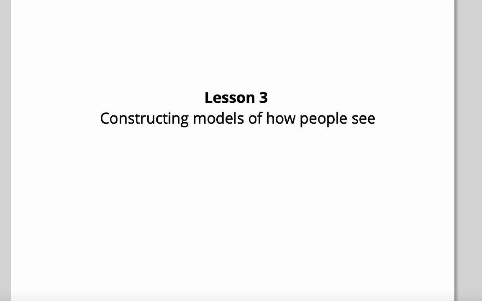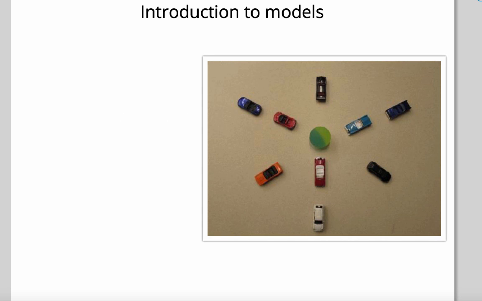In lesson 3, students will construct models of how people see. And you'll start off with a simple model of light, where this little clay object in the middle is supposed to represent a light bulb, and the little toy cars are supposed to represent the light coming out of the light bulb. And you ask them the question, well, models have their strengths and weaknesses. Is this a good model? Is it a bad model? What makes it good? What makes it bad?